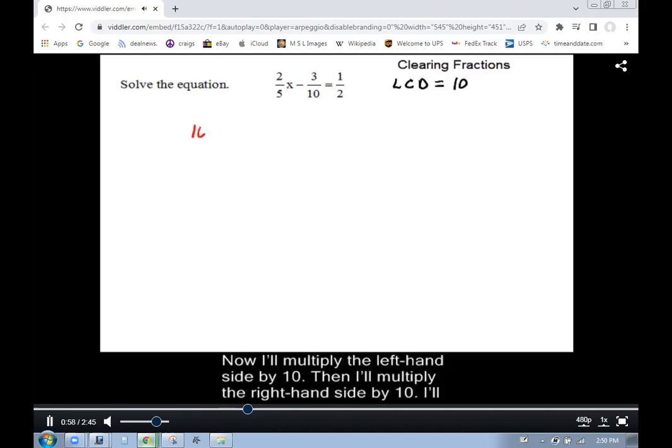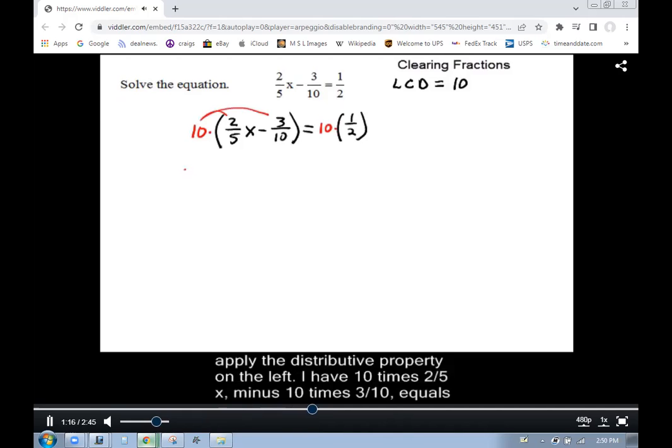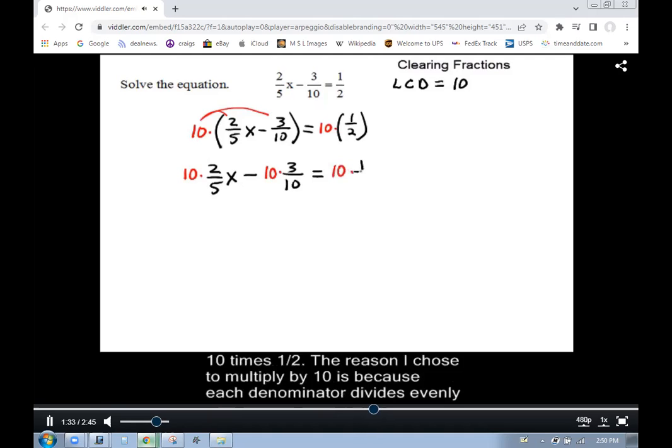Now I'll multiply the left-hand side by 10. Then I'll multiply the right-hand side by 10. I'll apply the distributive property on the left. I have 10 times 2/5 x minus 10 times 3/10 equals 10 times 1/2.